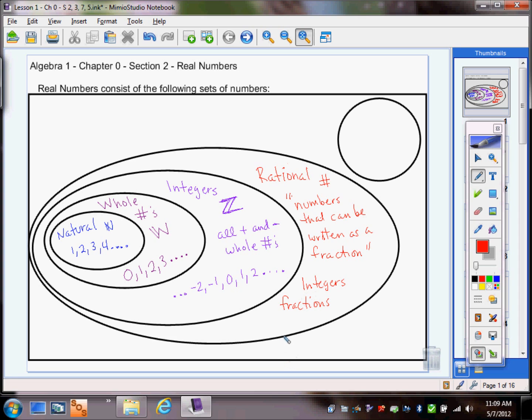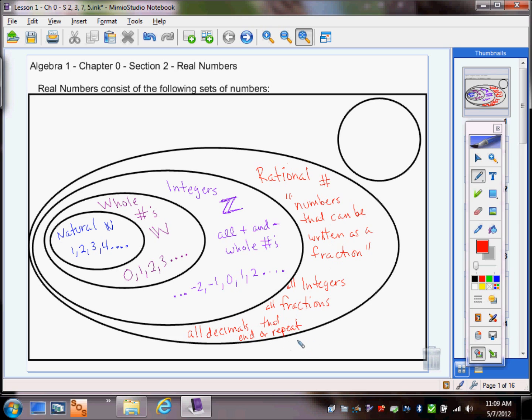Can be written as a fraction. That's the technical definition. But what that means is it's all of the integers, it's all of the fractions, and it's all decimals that end or repeat. So when you talk about rational numbers, you're talking about any whole number, any integer, any natural number, any fraction, and any decimal that either ends like 0.25 and then it just ends, or repeats like 0.3 where you have that little bar over top of it.